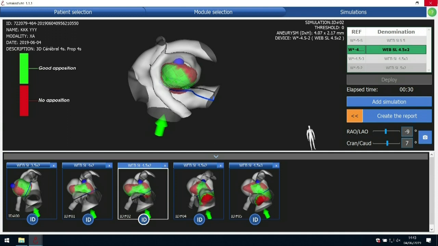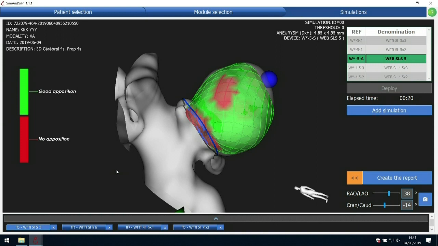So this is the simulation of the second web. This is an SLS 5, which is a spherical web. And probably we can place it a little bit more proximal. I don't know how it will behave because you have to tilt it. And we'll see how it fits regarding the origin of the anterior choroidal artery.